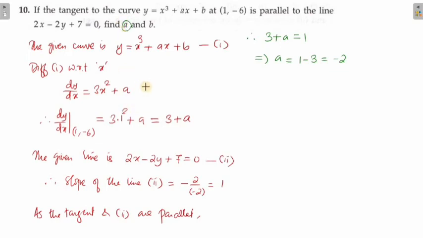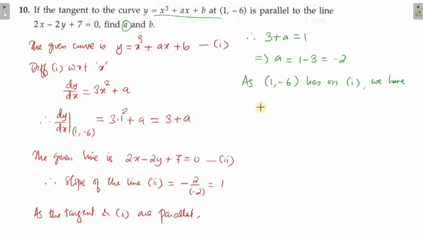Okay, now I need to find the value of b. Now how to do that? For that I'll make use of this condition. It is given that 1 comma minus 6 is exactly on the curve. So that's why this must satisfy the equation. Okay, so as 1 comma minus 6 lies on this equation 1, in place of y I'm going to write minus 6, and in place of x I'm going to write 1.